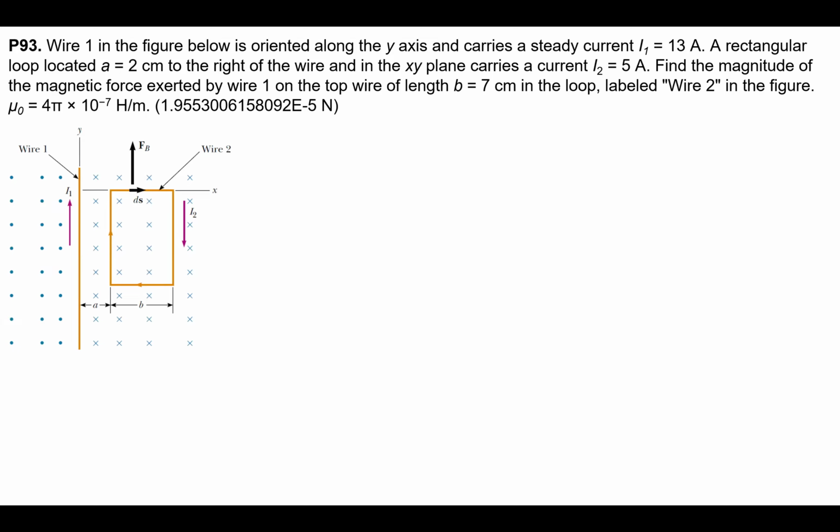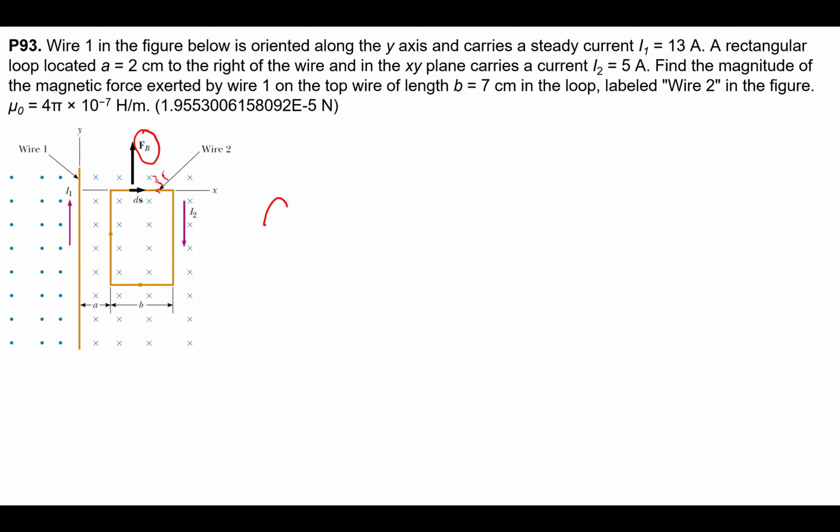So we need to think about the magnetic field, okay? And there's a loop, and it means it carries a kind of force. Find the magnitude of the magnetic force exerted by the wire 1 on the top wire of length b equal to 7 in the loop here. So this is the force we need to figure out.